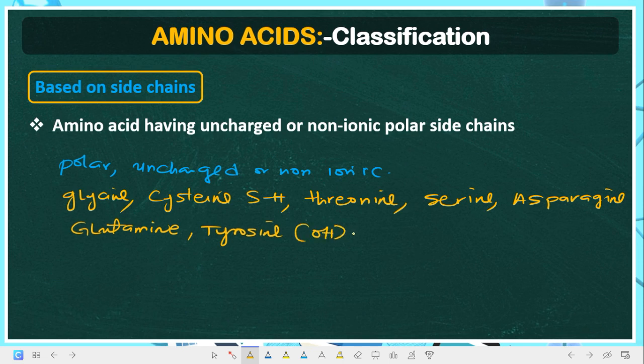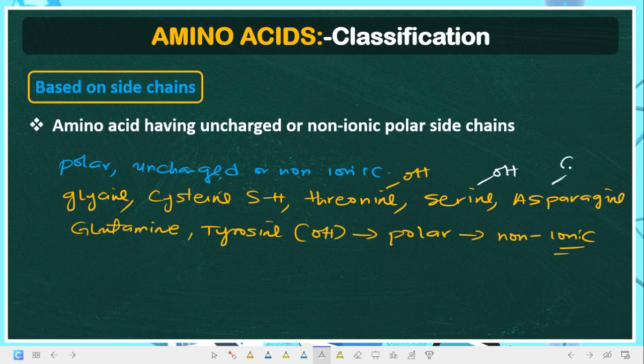All these ones are polar, but they are non-ionic. That is, they don't have any charge. If you look at their structure, cysteine contains SH. Threonine contains what? OH. Serine also contains OH. Asparagine contains CONH2. Glutamine, the same thing, CONH2. Tyrosine contains OH. All these are polar, but they are non-ionic. Are we getting this now?